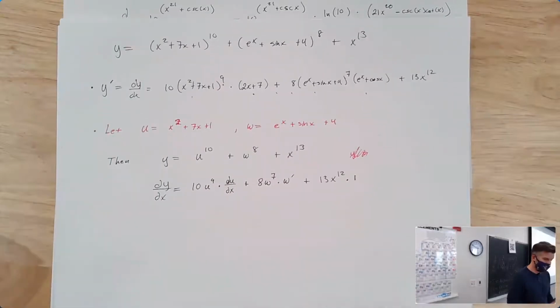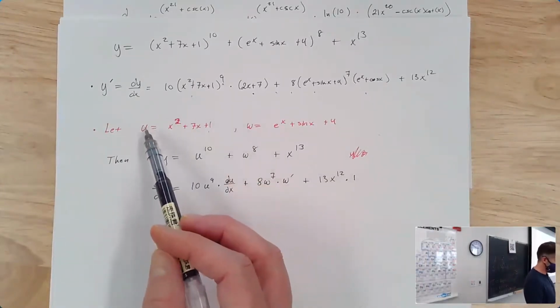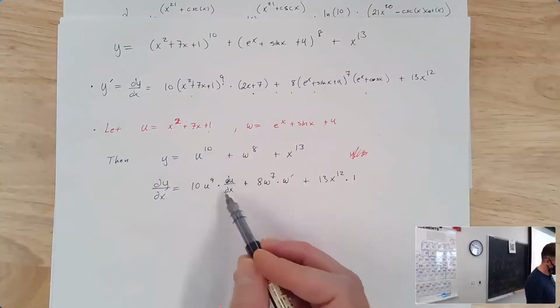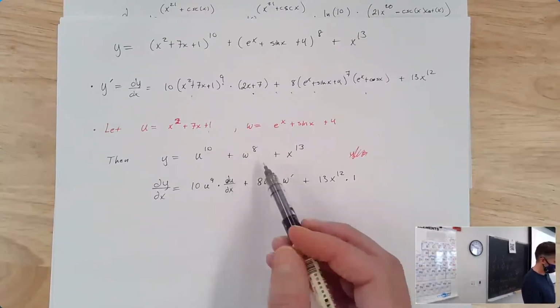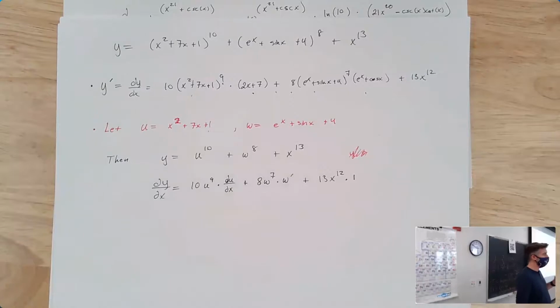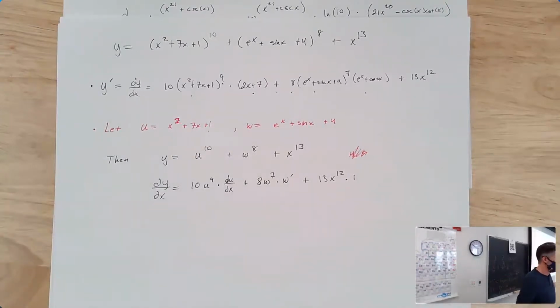So the point here is that sometimes we call a function of x by another name. I called this function of x, x squared plus 7x plus 1, I called it u. And when I took the derivative of u to the 10th, I got 10u to the 9th, and then I had to multiply by u prime, or du dx. And when I took the derivative of w to the 8th, I got 8w to the 7th, and I had to multiply by w prime. So when you take the derivative of something that has a function of x as the stuff, you have to multiply by its derivative, which is just the chain rule, but which is also the key to making implicit differentiation work the right way. So this is really an example of how implicit differentiation works.